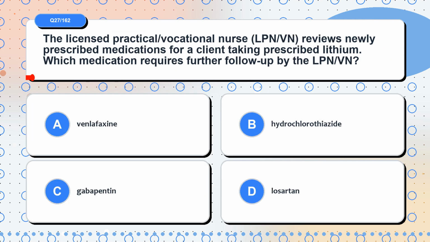Question 27. The licensed practical/vocational nurse (LPN/VN) reviews newly prescribed medications for a client taking prescribed lithium. Which medication requires further follow-up by the LPN/VN? Here are the options. Option A, venlafaxine. Option B, hydrochlorothiazide. Option C, gabapentin. Option D, losartan.